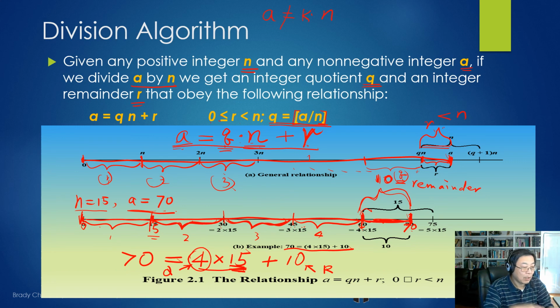That means A divided by N, which is a whole number plus a fragment. And if we throw away the fragment, we keep the whole number, that's the quotient Q.